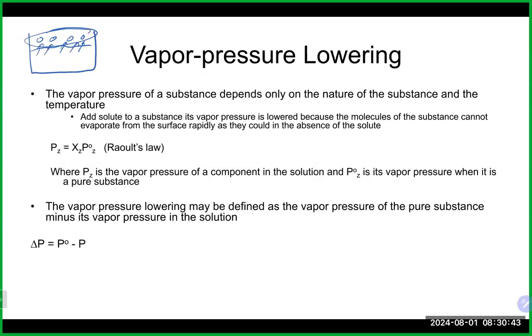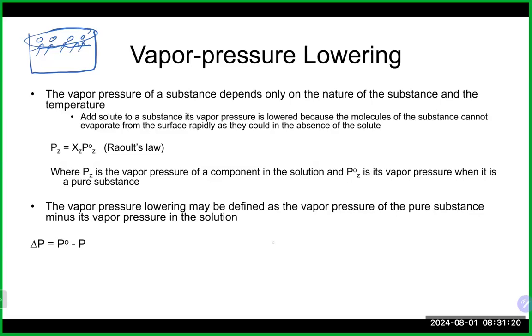And those gas molecules are sitting above the liquid. And obviously, because they are in the gas phase, they have pressure, and that is what is known as the vapor pressure. So the result of having particles dissolved in a solution is that the vapor pressure of that solution is lowered. The vapor pressure of a solution depends on the nature of the substance and the temperature. When you add a substance, the vapor pressure is lowered because the molecules cannot evaporate to the surface as easily as they could in the absence of those things.